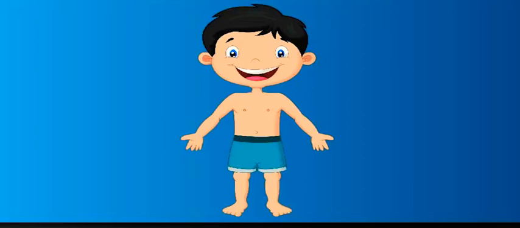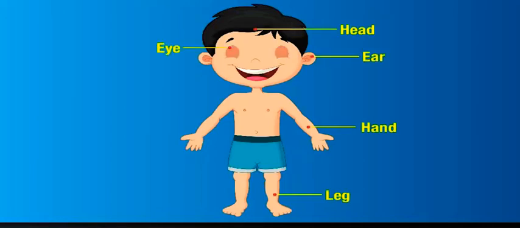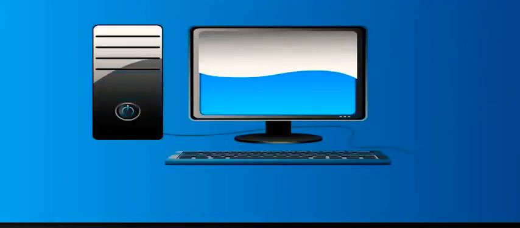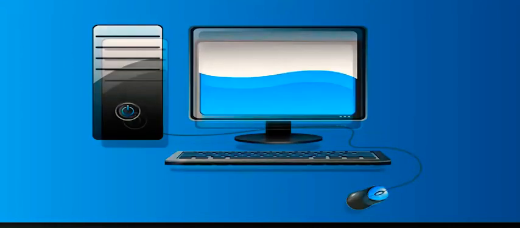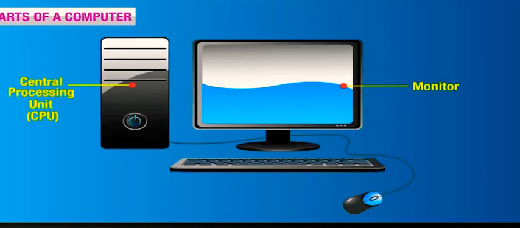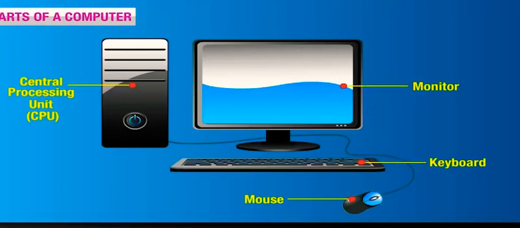Children, our body has many parts which perform different activities for us, like hands, legs, head, eyes, ears, etc. Similarly, a computer also has parts that help it to perform different functions. Parts of a computer. A computer has four main parts: monitor, central processing unit CPU, keyboard, mouse.